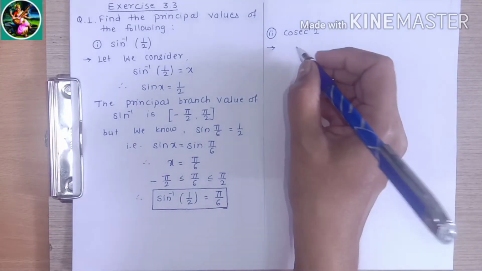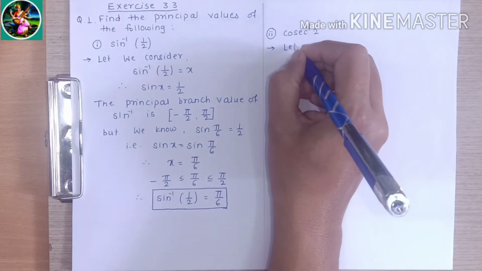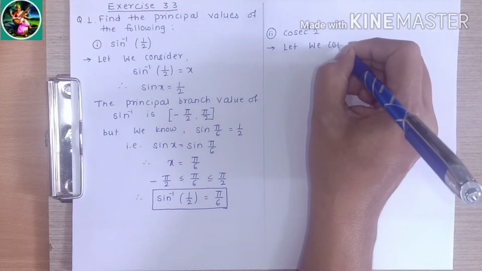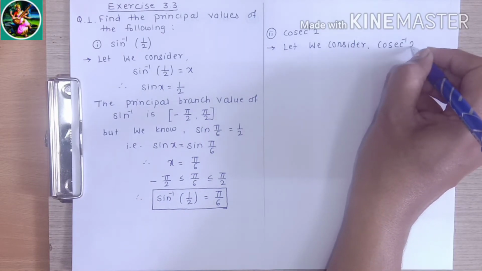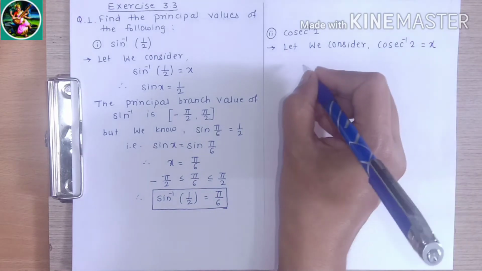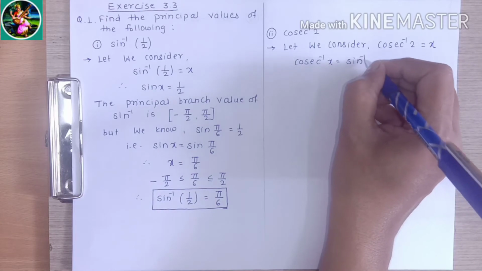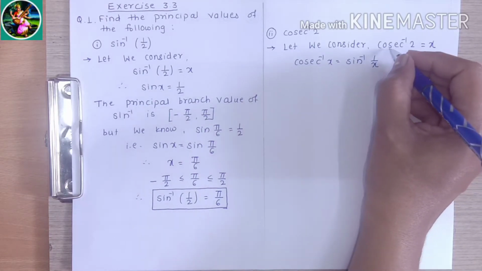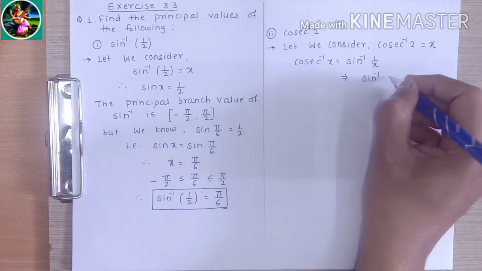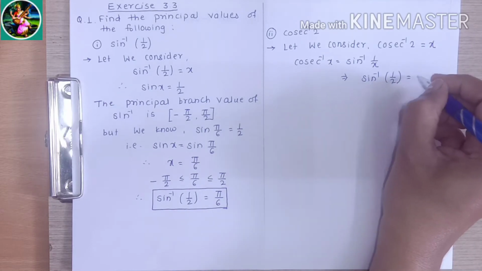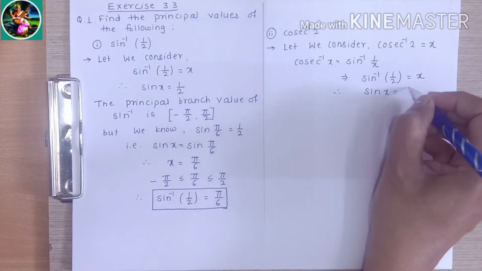Similarly, the next example we have is cosec inverse of 2. Let us consider cosec inverse of 2 is equal to x. We know the property that cosec inverse of x is equal to sine inverse of 1 upon x. Therefore, cosec inverse of 2 can be written as sine inverse of 1 upon 2, which is equal to x. Therefore, here we get sin x is equal to 1 upon 2.